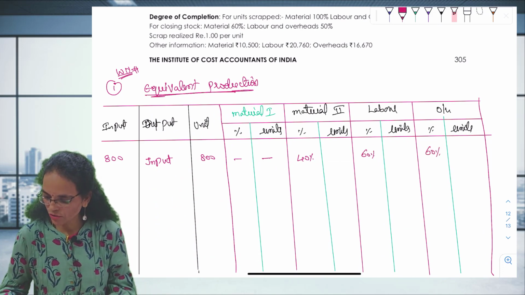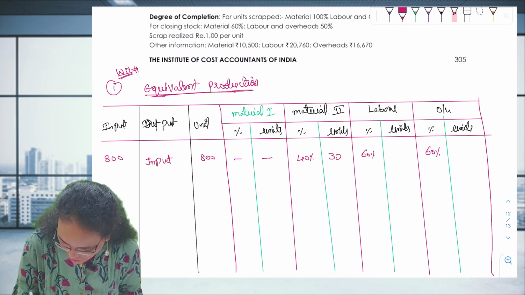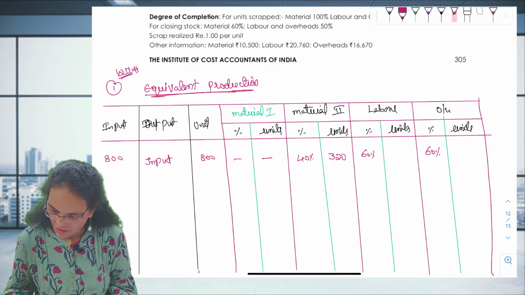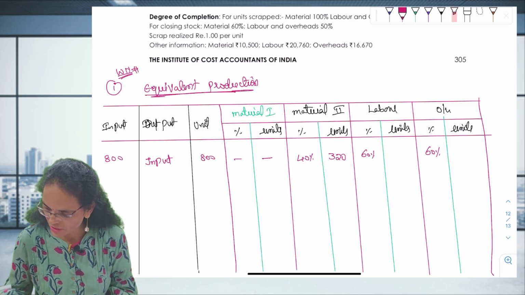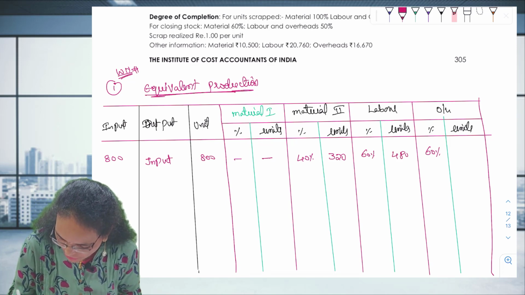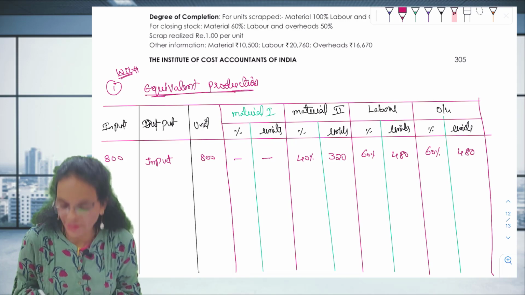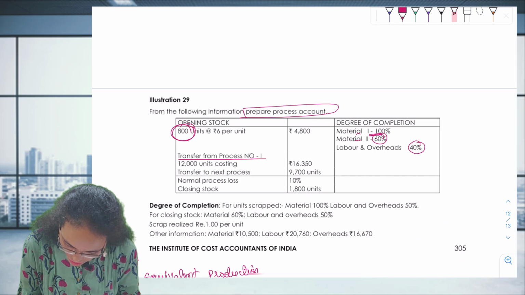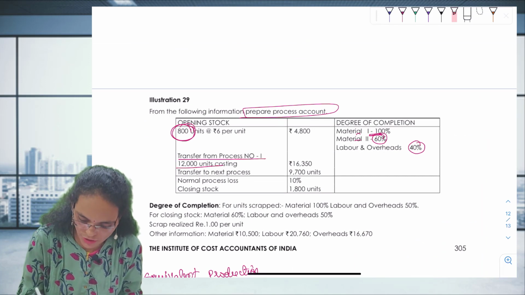So 800 into 40%, that is 320. 800 into 60 percent, that is 480. Opening stock, done. Next one, transfer from the process number 1, 12,000 units.